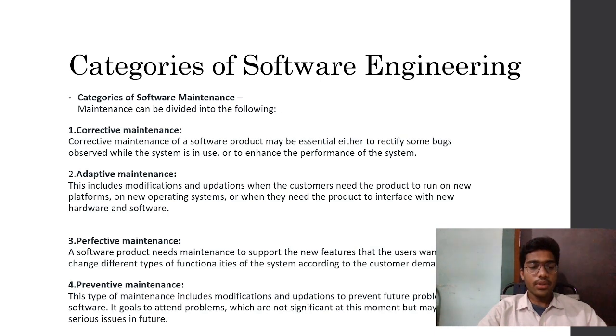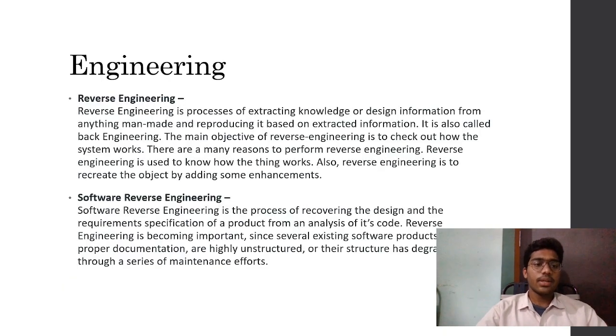Next one is preventive maintenance. This type of maintenance includes modifications and updations to prevent future problems of the software. It is to attend to problems which are not significant at this moment, but they may cause serious issues in the future. So next, coming to engineering, there are two types.